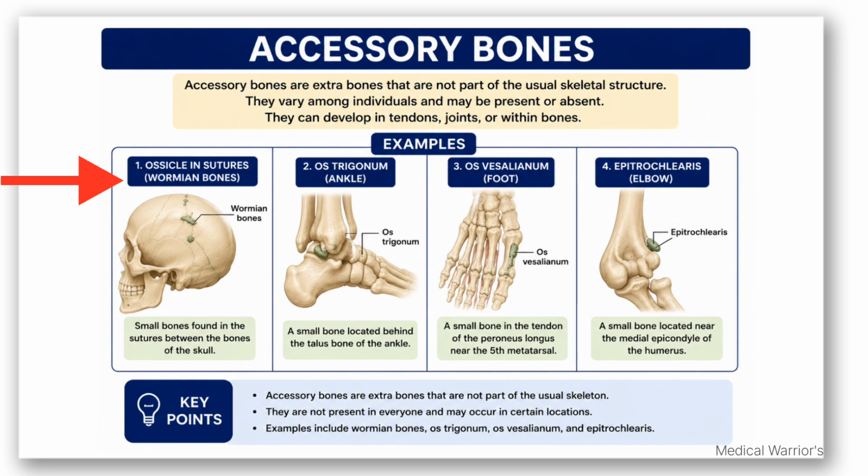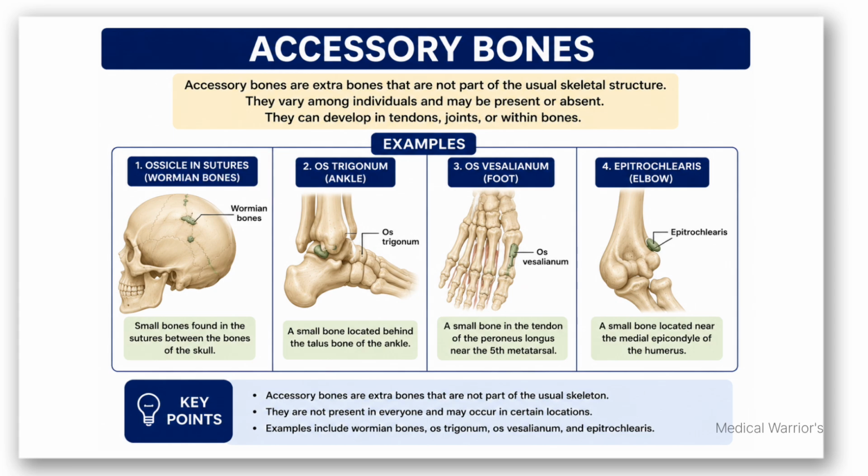First one, ossicles in sutures. It is the Wormian bone. The small bones found in the sutures between the bones of the skull. Here we can see. Next, os trigonum, ankle bone.